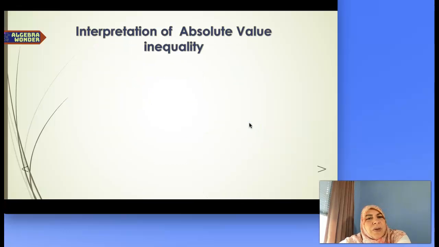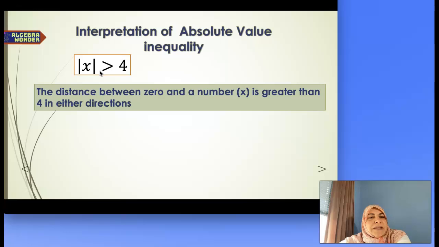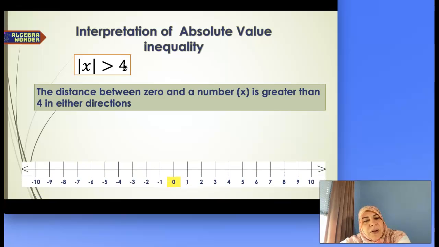Okay, so how can we interpret them? If I have the absolute value of x is greater than 4, what does that mean? That means the distance, because remember, absolute value gives you the distance, between 0 and a number which I do not know is greater than 4 in either direction. If you look at the number line, I'm looking for a number greater than 4 from 0. So it's not less, it's greater. Any number to the right of the 4 will be greater than 4.